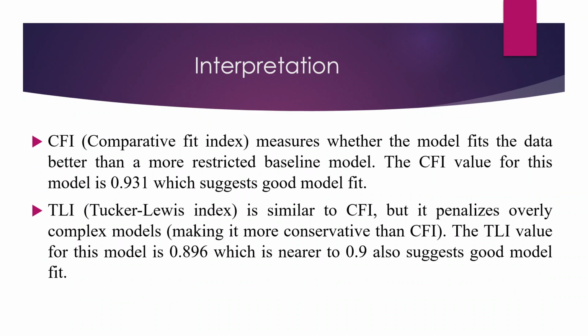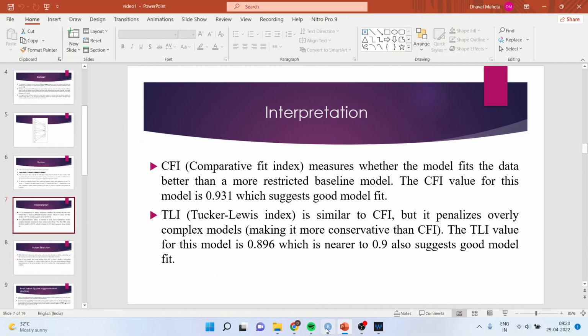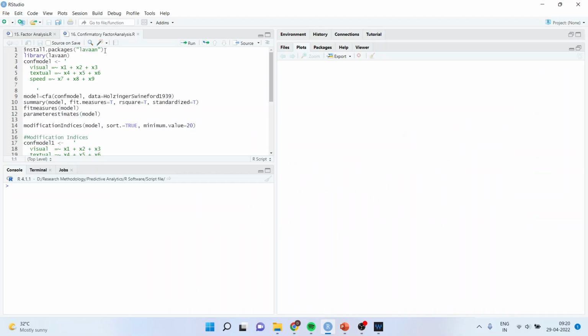Now let's see how we will do this in R. First of all, you will have to install the lavaan package by the command install.packages lavaan. Activate the library lavaan. Now, first of all, you will have to specify the model. I am specifying the model as confirm model. This is a name, you can write down any name. It is not necessary that you should follow the same terminology on the left hand side. I'm talking about the left hand side.